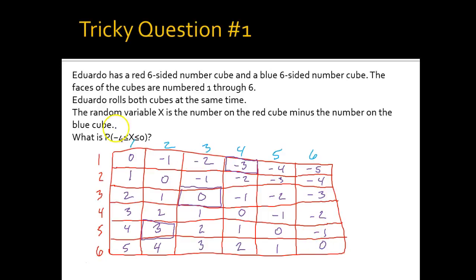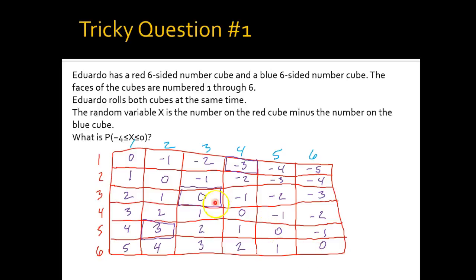Now notice this diagonal of zeros here, right? That diagonal of zeros, that's where the numbers were the same. So 1 minus 1, 2 minus 2, 3 minus 3, 4 minus 4, and so on and so forth. So that is the most common answer. There's 6 zeros. That's the most common answer. The highest probability result is going to be 0.